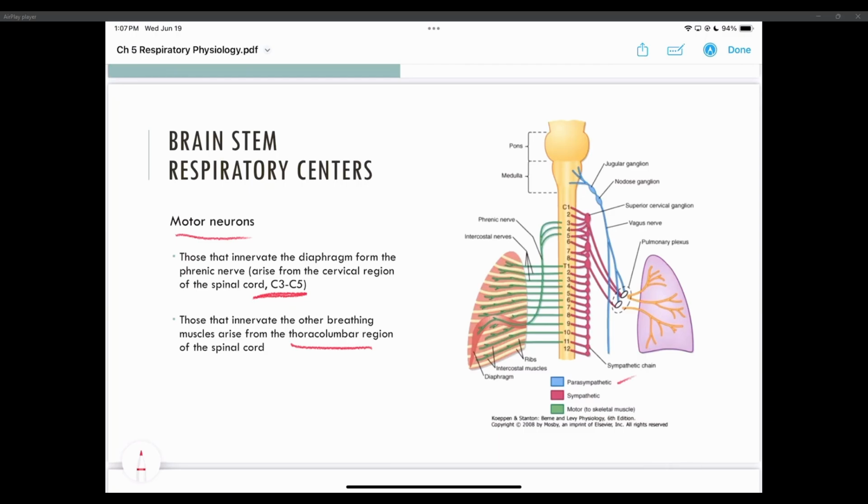Obviously, we have the blue, which is parasympathetic innervation. Red is your sympathetic. We know because of that sympathetic side chain ganglion that's right there. And we have our motor, which is all the green, arising from C3 through C5 to make that phrenic nerve.